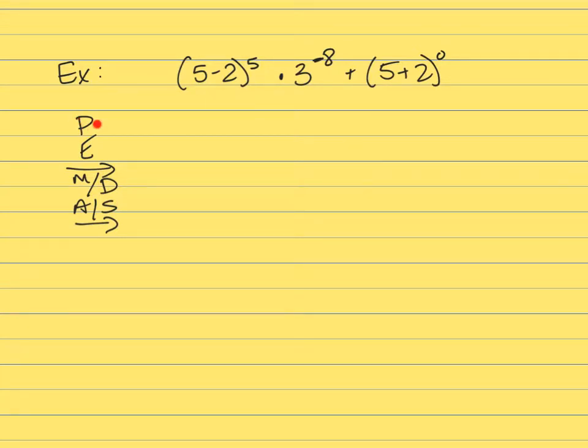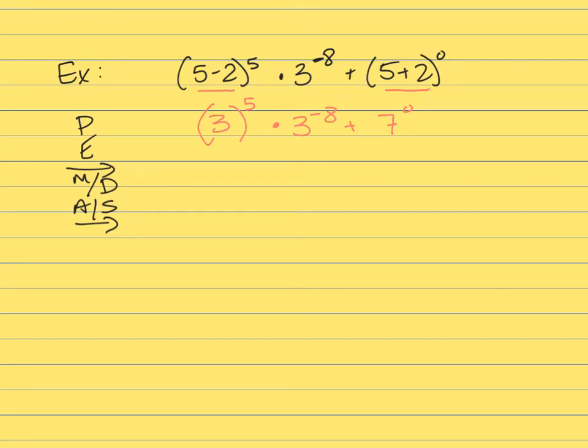So I'm going to go through and clear my parentheses. It's add or subtract in there, not an exponent issue, so I'm going to go ahead and subtract 5 minus 2, which gives me 3. I'm going to keep that exponent on there because I really didn't do anything with that, did I? I've got this exponent here. 5 plus 2 is 7 to the 0 power.